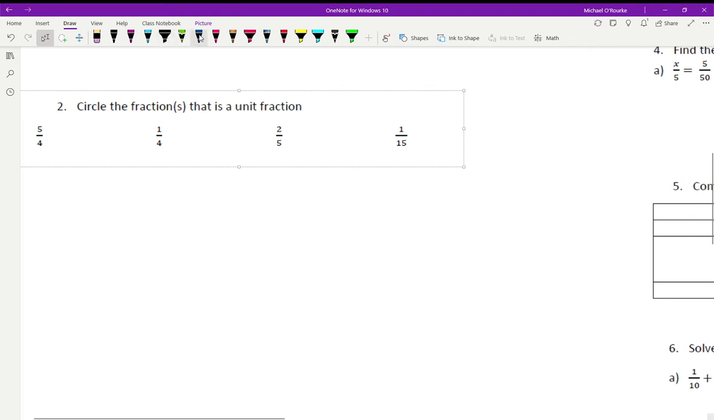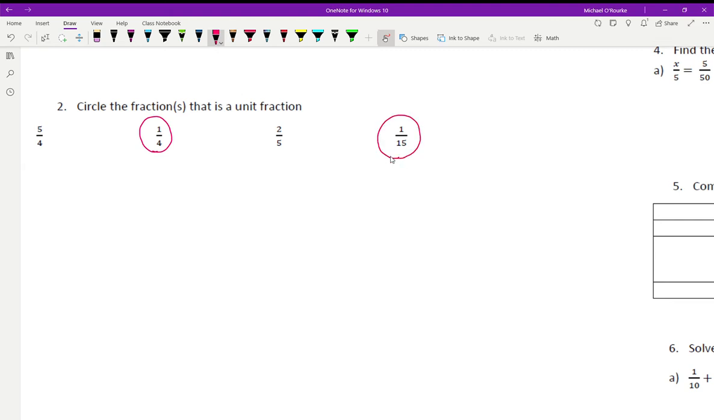So this one here, we are to circle the fraction that is a unit fraction. Okay, so a unit fraction is a 1 over an item. So there are 2 unit fractions. Okay.